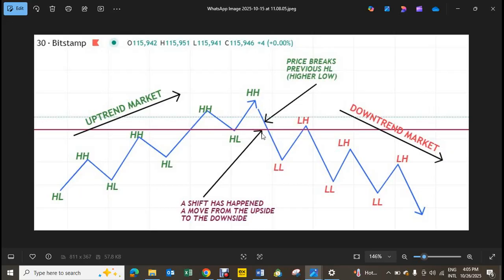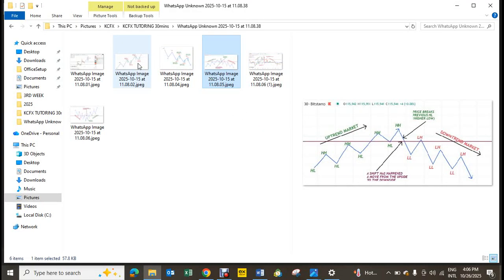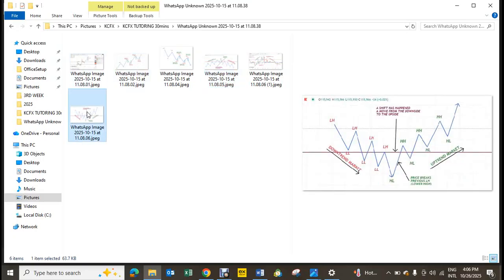When you see a shift from the upside, breaking the previous higher low to the downside to give us a lower low, we see the market has shifted and we can start looking to sell, because now there's a downward momentum building. Great, so that's it. Upward move, when price breaks the previous higher low, we see a downward trend market building. That's downward momentum creating itself. Now I'm going to go from the downward trend to the upward trend.